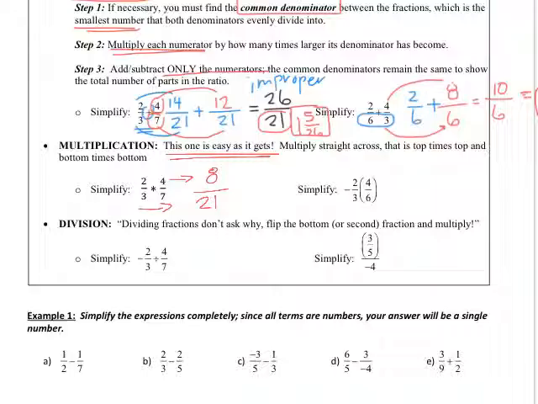This is an even number. This is an odd number. Those numbers don't have anything in common, so we cannot reduce it any further.